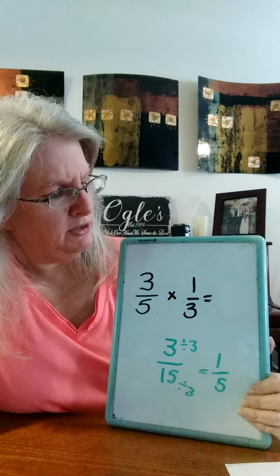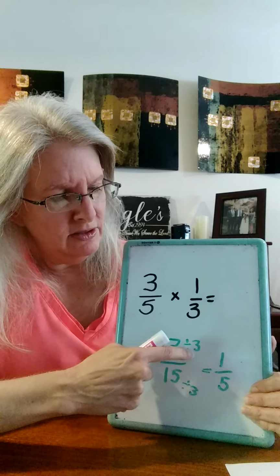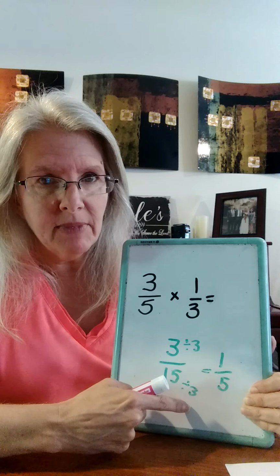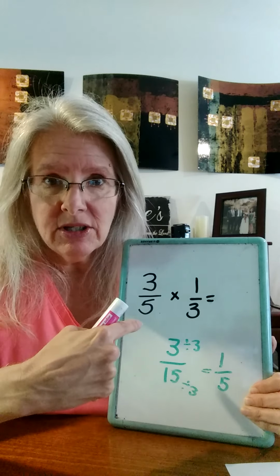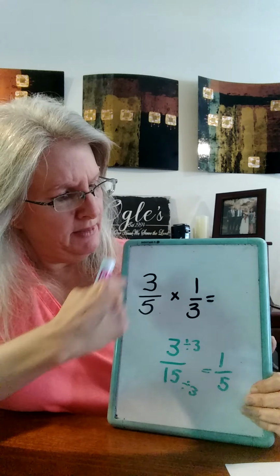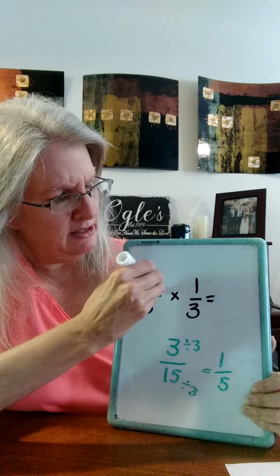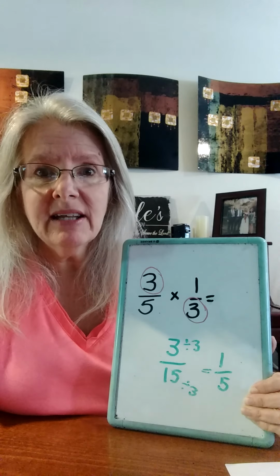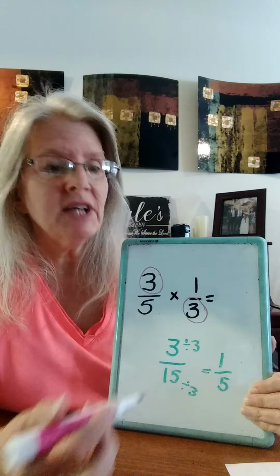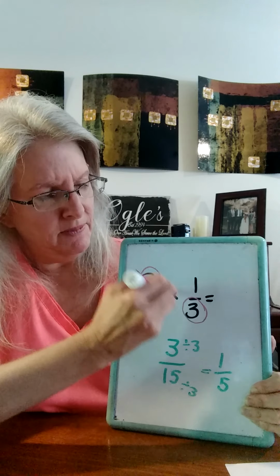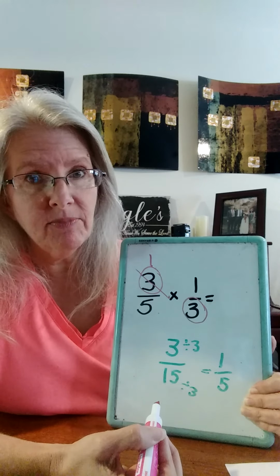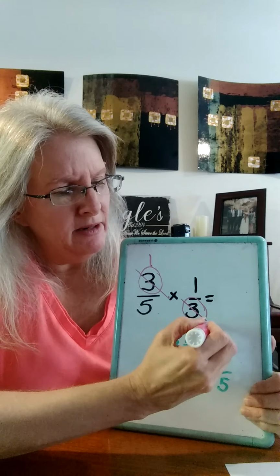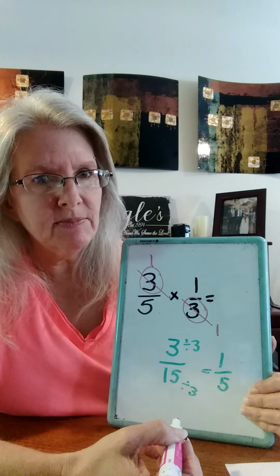So let's take our original problem. At the end, notice we divided the top and bottom by 3. Let's look and see if we can do that ahead of time. When I look at my problem, I do see a 3 on the top and a 3 on the bottom. If I were to cross cancel, I could simplify this ahead of time. I divide the top number by 3 and it gives me 1. I divide the bottom number by 3 and it gives me 1.